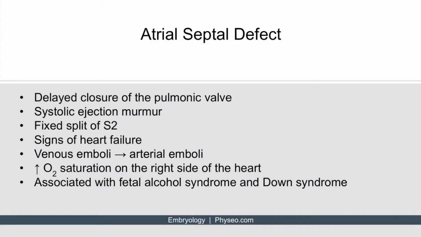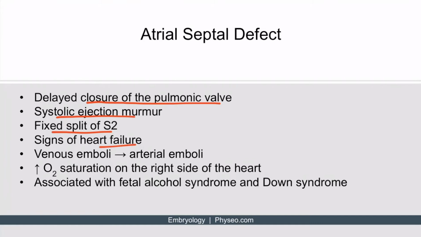Atrial septal defects result in closure delays of the pulmonic valve because more blood is on the right side of the heart. This means that the right ventricle must pump more blood through the pulmonic valve, so it takes a little longer for everything to pass through and for the valve to fully close. Patients also present with a systolic ejection murmur and a fixed split of the S2. The physiology here is a bit complicated, and we discuss these findings more in our heart sounds physiology section, so I'm not going to discuss this again.